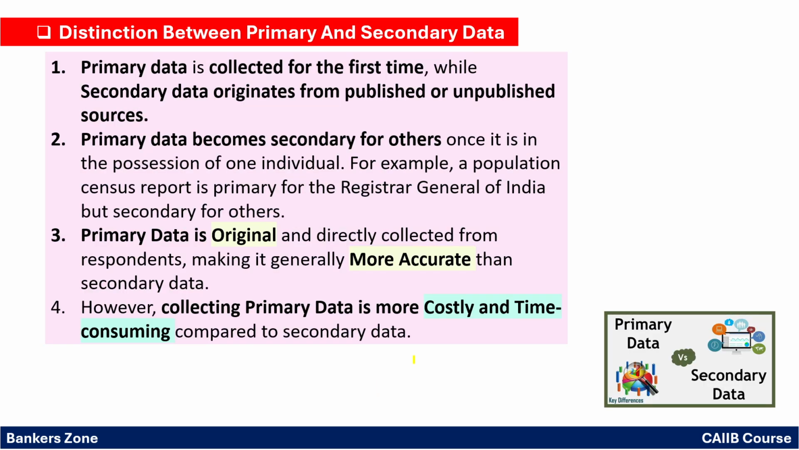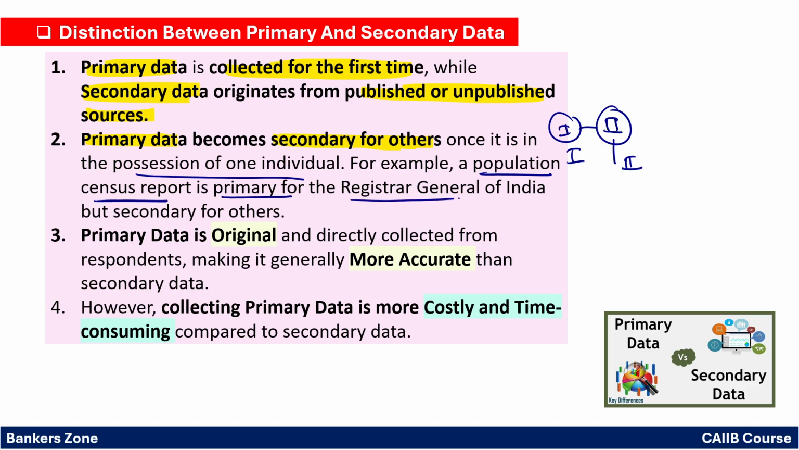Okay. Now, what is the difference between primary and secondary data? We have already learned that primary data is always collected for the first time because it's primary, right? And secondary data we get from published or unpublished different sources. Primary data becomes secondary data for others if it is in possession of one individual. If I have the data and I give it to you, for me it is primary, but for you it becomes secondary, right? For example, the population census report has been prepared and primarily it is given to the Registrar General of India. So for the Registrar it becomes primary, and it will be secondary for all others, right?